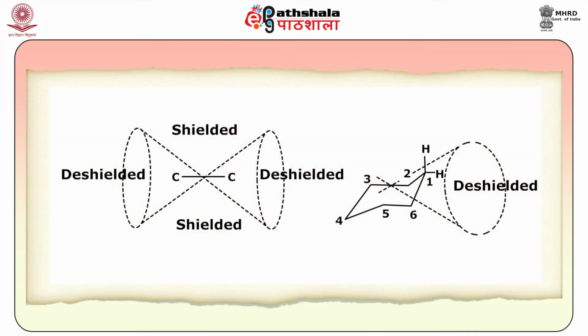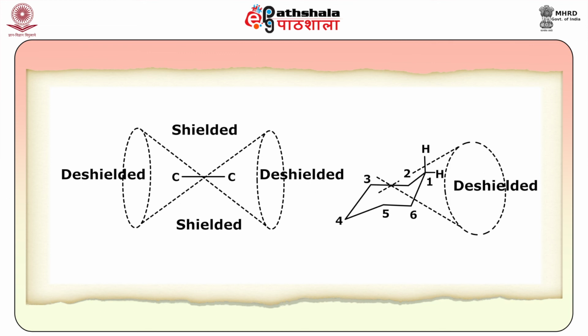The equatorial protons in a conformationally rigid cyclohexane ring appear more downfield by nearly 0.5 ppm than the axial protons on the same carbon. This effect can be explained on the basis of the anisotropy effect as shown in the figure, where the equatorial protons reside in the deshielded region of the C-C bond anisotropy and the axial protons reside in the shielding region, that is, minus delta region.